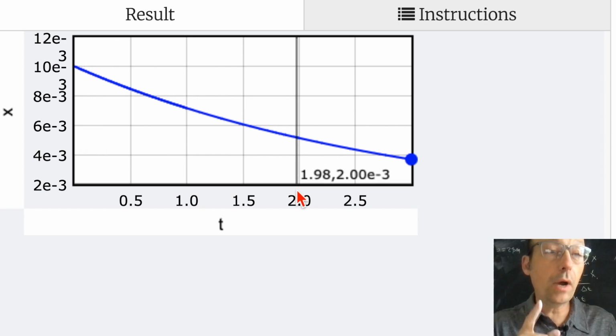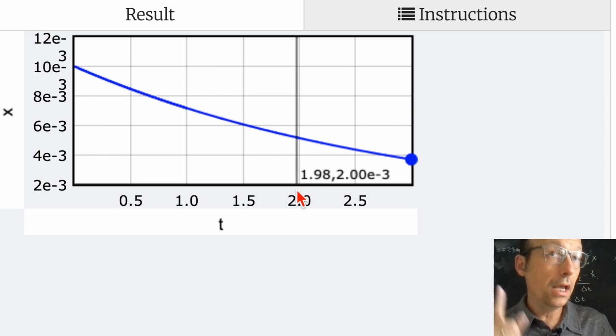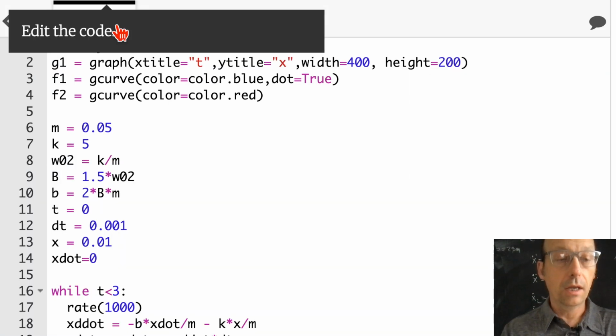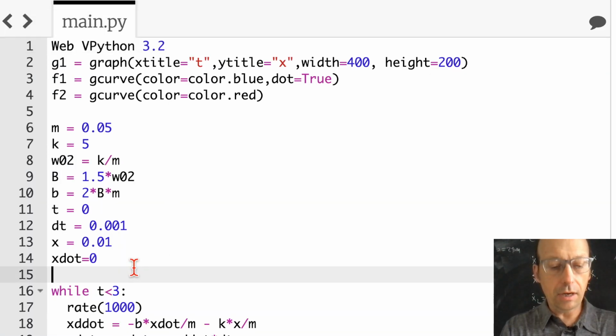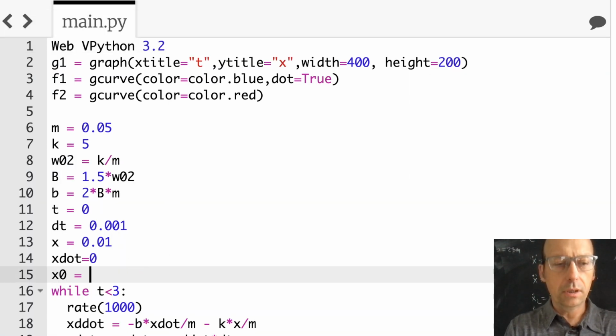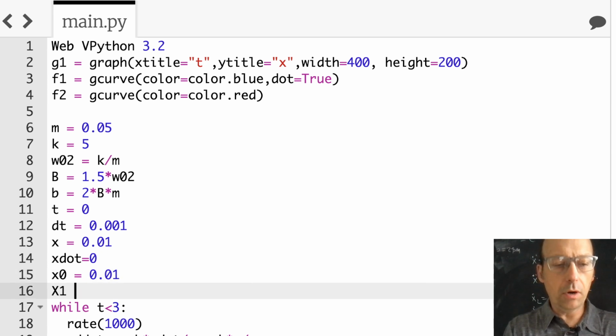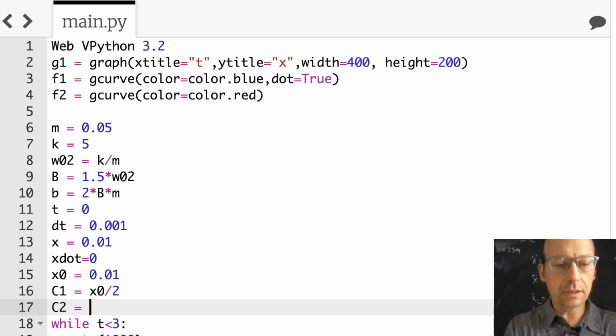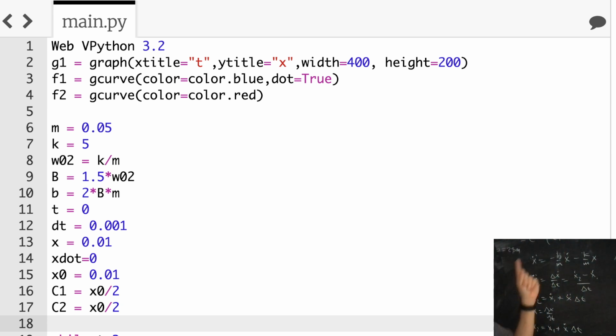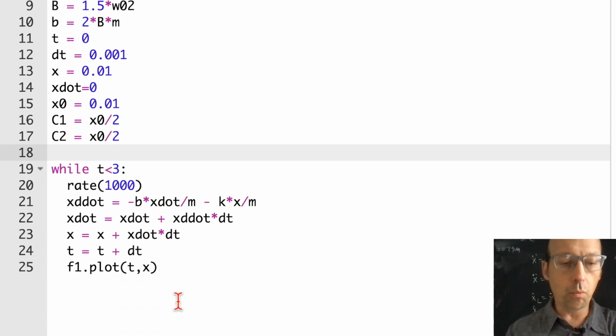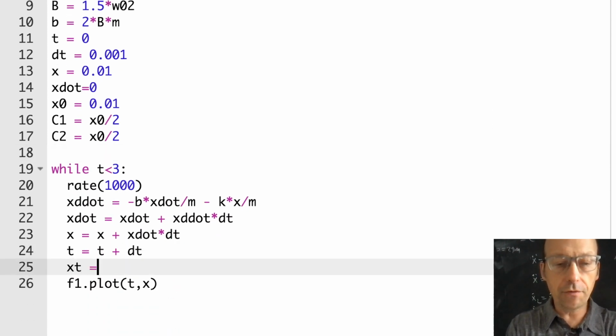Okay, let's go ahead and calculate C1, C2, and plot the theoretical version too. I said I'm going to call x0 is equal to 0.01. C1 is equal to x0 over 2. C2 is equal to x0 over 2. Now, my theoretical solution, I already have it in terms of betas, right? I'm going to just use this term up here, this first one. So I'm going to calculate that down here in one fell swoop. I'm going to call it xt for theoretical.